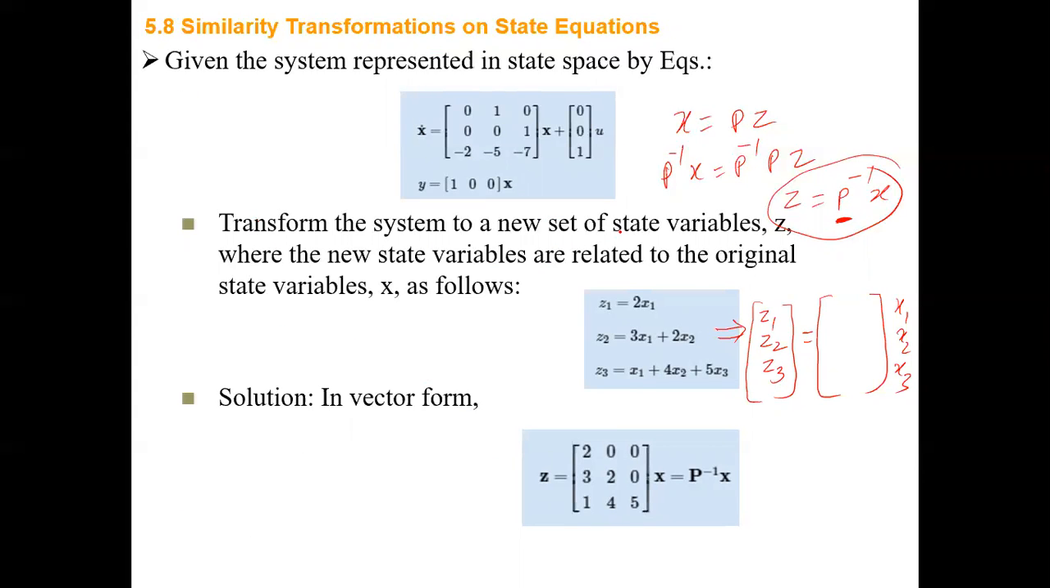So then what is your G1 here? G1 is 2 times x1, right? 2, 0, 0. These two are 0. Then what is your G2? 3, 2, 0. Then what is this guy? 1, 4, sorry, 5. So this is my P inverse. So this is G, this is P inverse, and this is x. So that's my P inverse. I got P inverse.